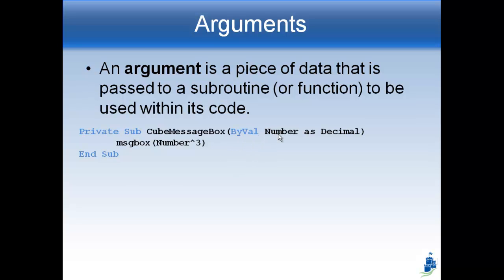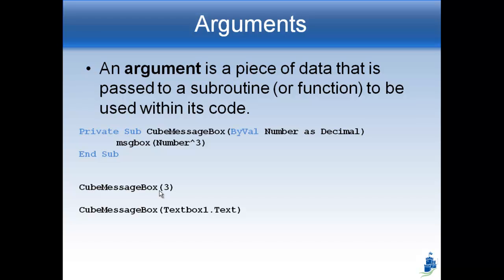And what's important about this is it has an argument. It's called number, and it's getting passed in by its value as a decimal. So we throw this number in, and it gets cubed and spit back out. So there's two parts to every subroutine. First, the subroutine's code itself, and then we also have to call the subroutine. So somewhere else in the code, I could say CubeMessageBox of 3, and then what will come out? Well, a message box that says 3 cubed, of course, is 27.